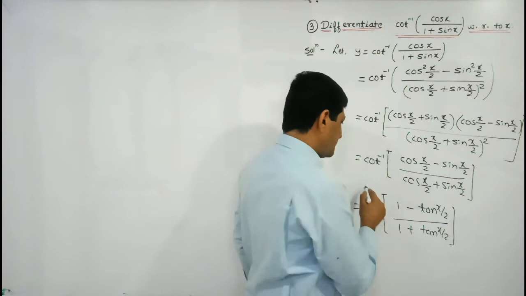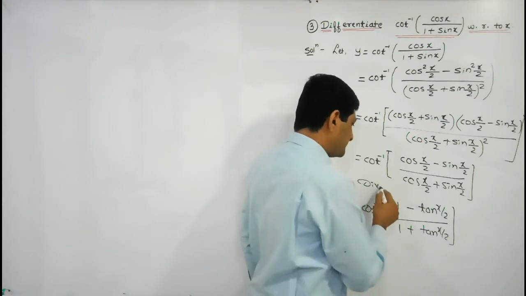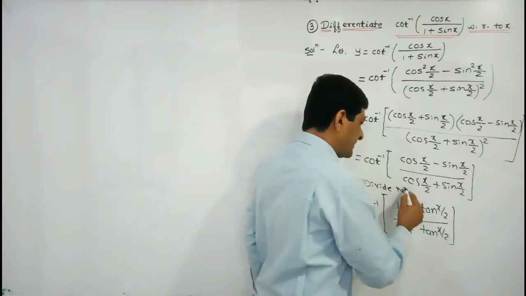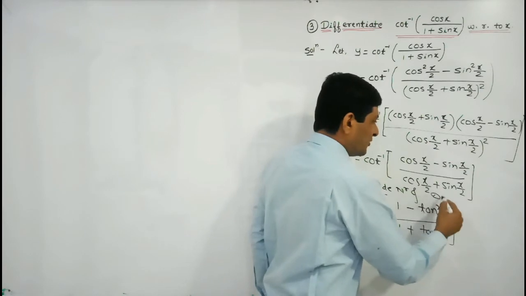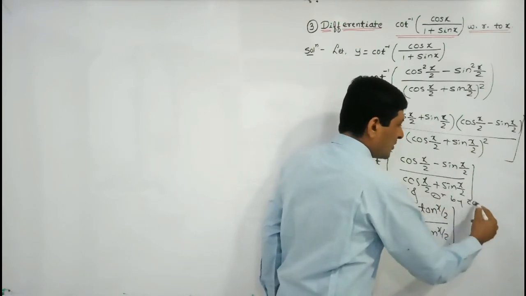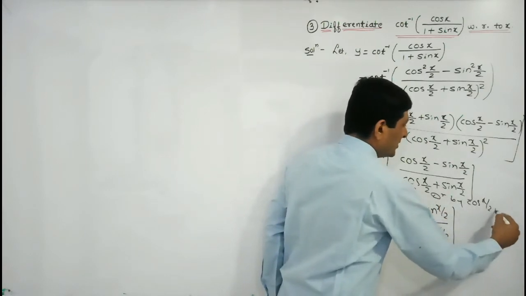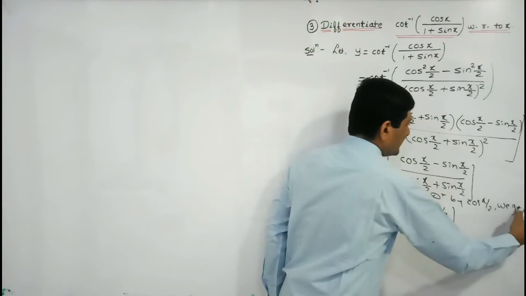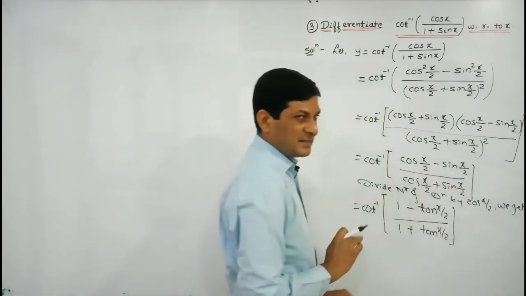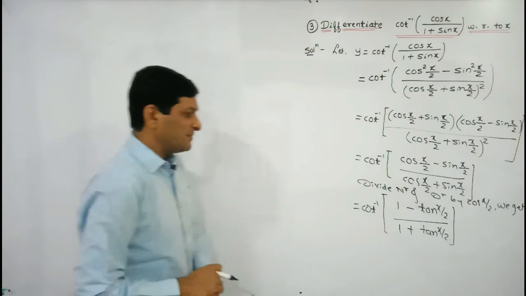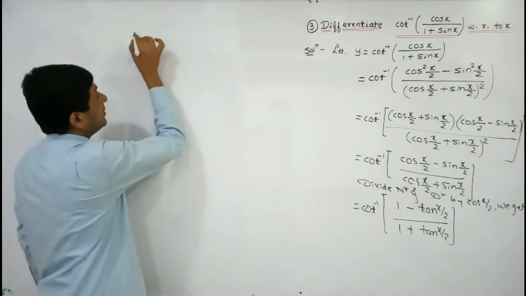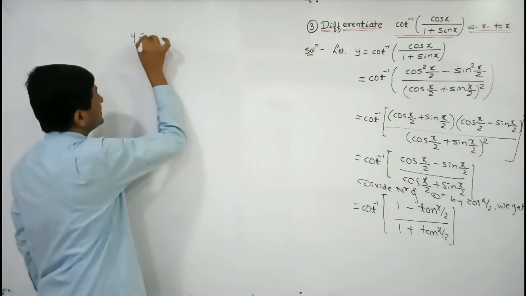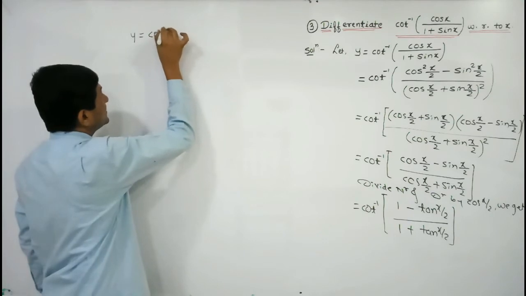This result we have got simply dividing to numerator and denominator by what? Cos x by 2. If you want, write down here, divide numerator and denominator by cos x by 2, we get. Let us see what we will get. We will get this result. Now again let us simplify it. So here on this side y, keep it as it is. Here write down cot inverse.